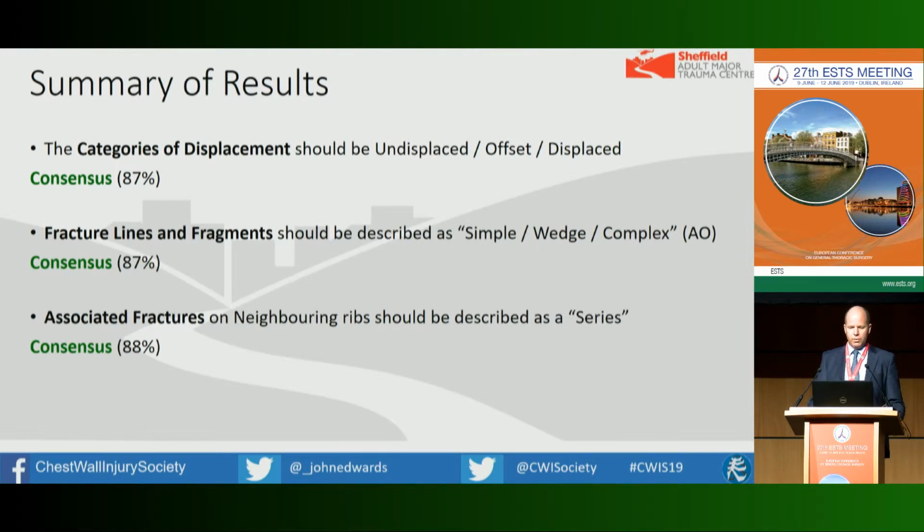I will show examples of these in the next slide. Fracture lines and fragments should be described as simple, wedge, and complex in agreement with the AO nomenclature. Associated fractures should be described as a series where they have a summative pathologic effect.